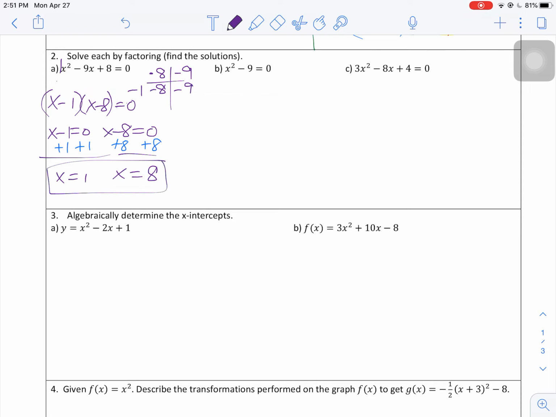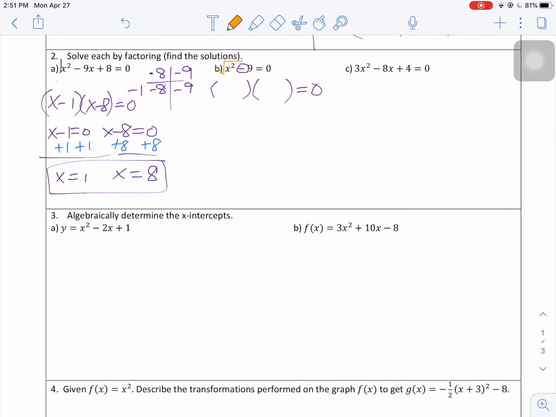On part B, is everything on one side equal to 0? Yes. Do we see a GCF other than 1? No. How many terms do we have? 2. It's subtraction, and both of the terms are perfect squares. So that means this is the difference of two perfect squares.